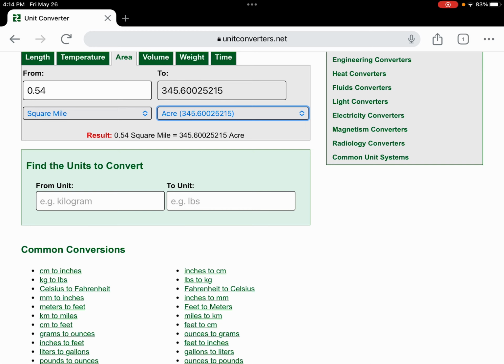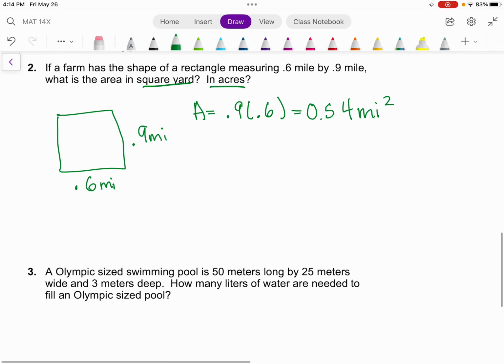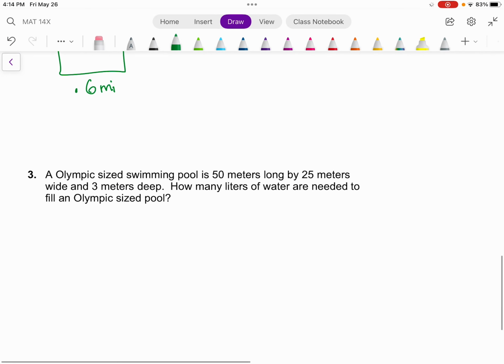All right, last but not least, we're going to look at some volume. All right, we have an Olympic-sized swimming pool, and in that Olympic-sized swimming pool, it would have to be 50 meters long by 25 meters wide by 3 meters deep, and I want to know how many liters of water are needed to fill the pool. And for the sake of this problem, we're going to just assume that the pool is filled all the way to the top. I know swimming pools are not, but we're not given any more information than that.